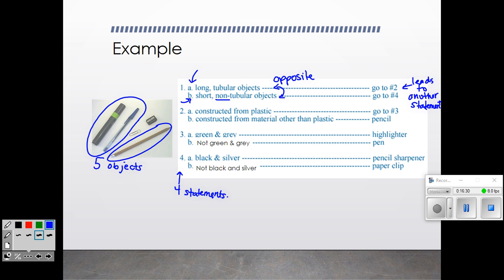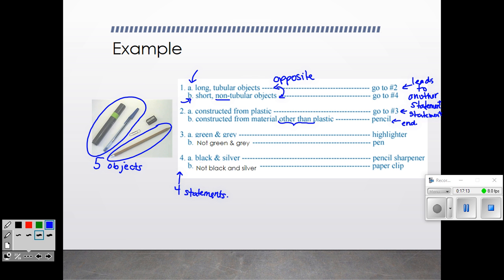Notice all I said was that it was constructed from something other than plastic. That is another way of saying not, of just not picking another material, but just saying it's not made out of the material the first choice was made out of. Notice in this one, I have a difference in terms of what happens. One of them tells me to go to another statement, and one of them ends the pathway. Since there was only one object that was long and tubular, made from something other than plastic, it's the only thing left in its group, and I don't have to specify anymore. You just write the name of the object or the organism.